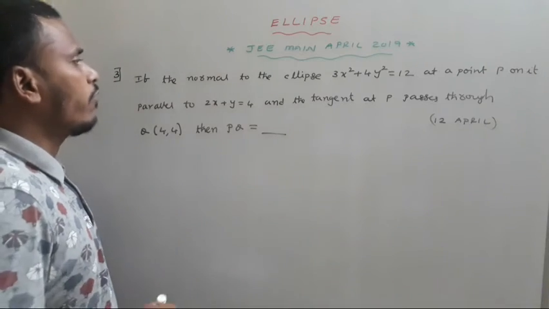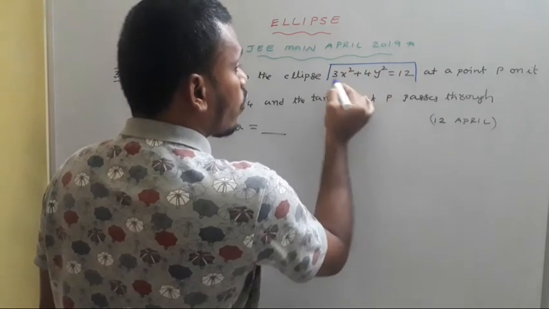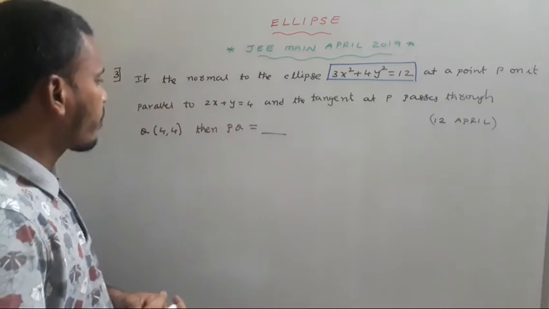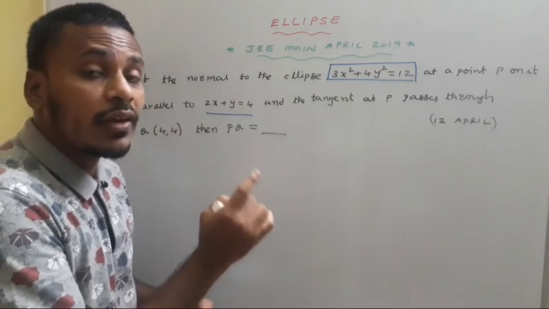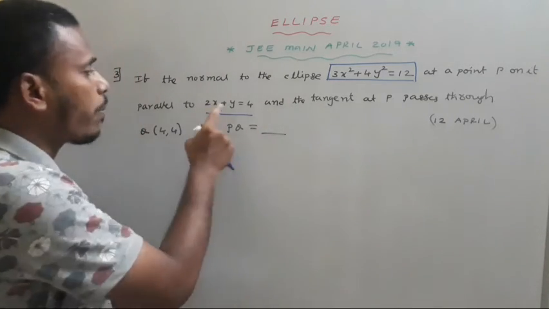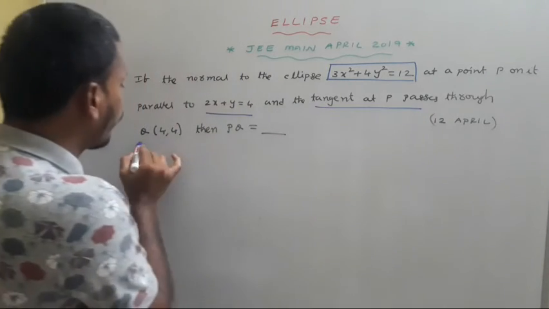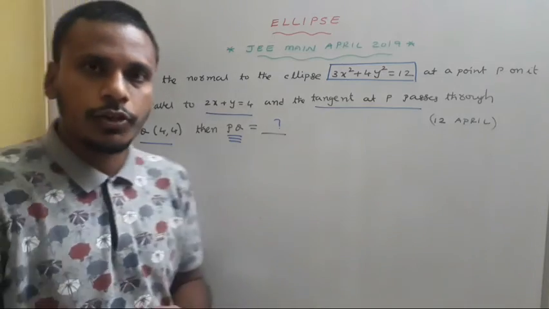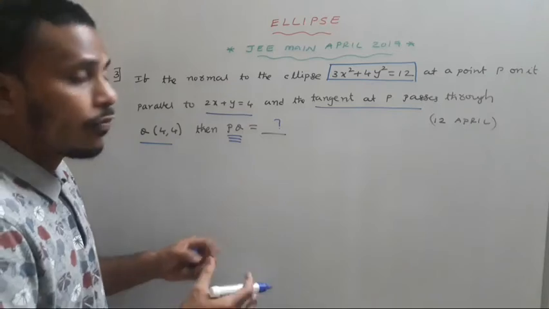See, if the normal to the ellipse, what is the equation of the ellipse here? 3x square plus 4y square is equal to 12, at a point P on it, is parallel to 2x plus y is equal to 4. The normal of the ellipse at the point P is parallel to this line, and the tangent at P passes through Q, 4 comma 4. We need to calculate the distance PQ or length PQ. So the problem is related to the tangent and normal of the ellipse equation.